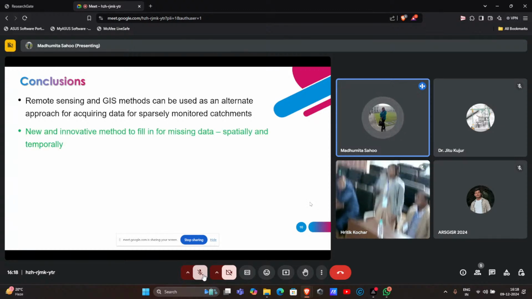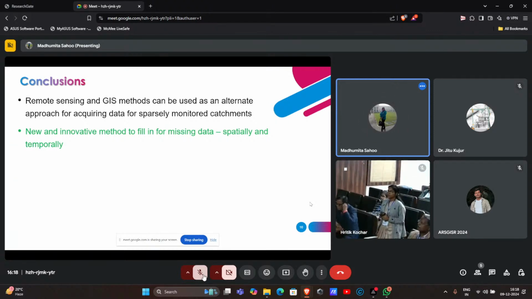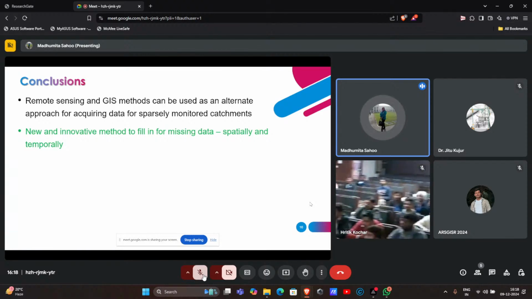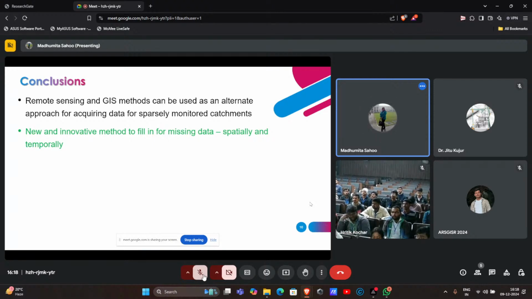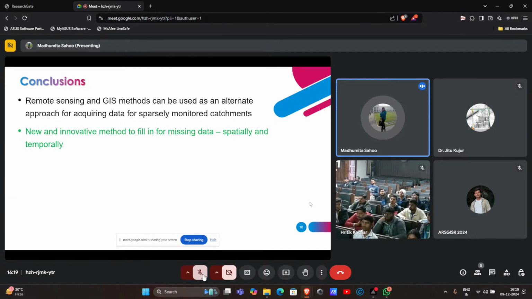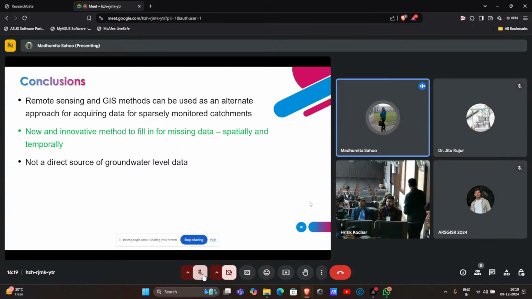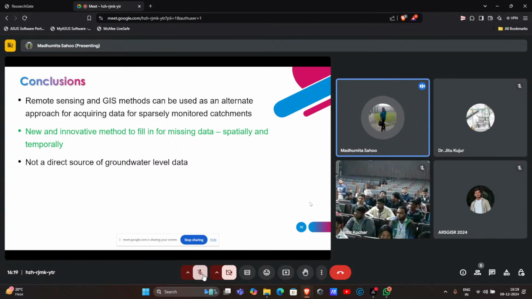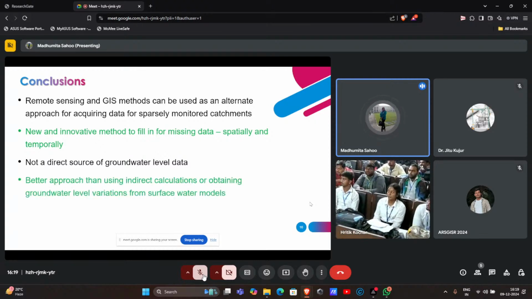These are new and innovative methods to fill in for missing data both spatially and temporally, because most people among you may be interested in research, so it's quite new and innovative. So they can be used as a very interesting research topic, an accepted one, I will say. Even though it's not a direct source for groundwater level data, the exercise, just as I mentioned, can give a very innovative start to your research if you're interested, and can fill in the gaps.